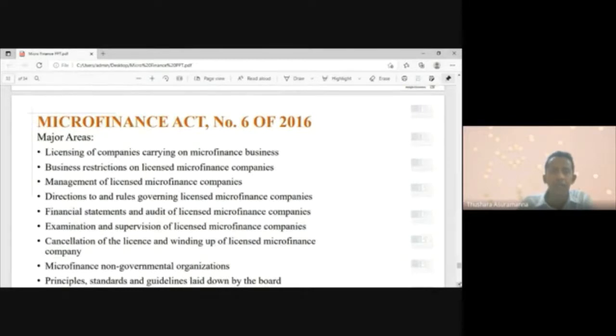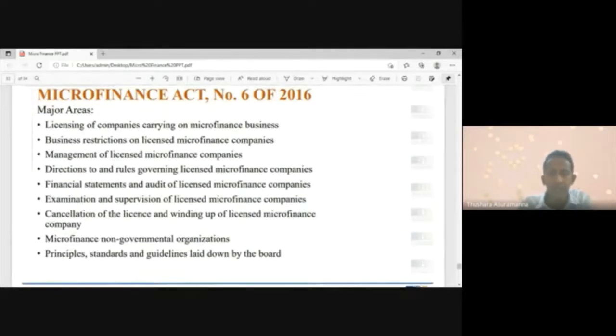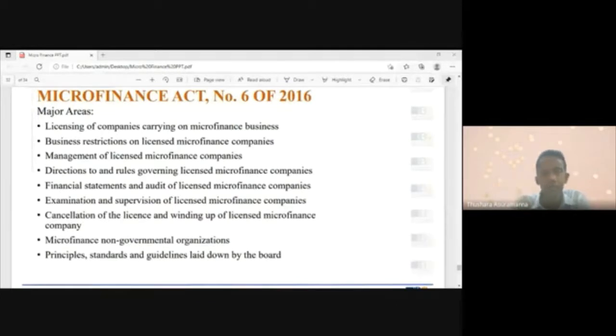Then we move to the Microfinancing Act, because I wanted to put here some major areas. You may need to memorize some of these things, because we have seen that the examiner has purposely asked what areas are covered under Microfinancing Act number 6 of 2016. The questions have been asked to that extent. So you need to know at least 4 or 5 areas in case the question is asked.